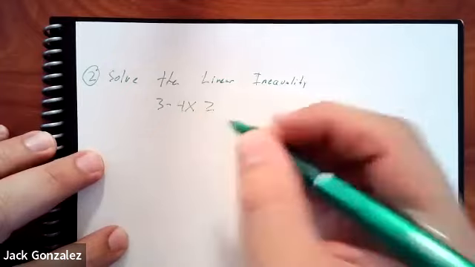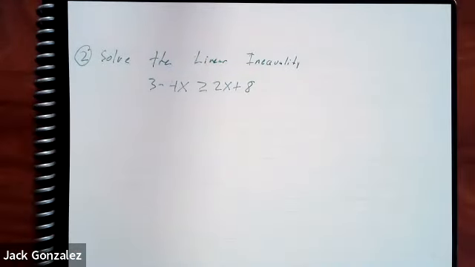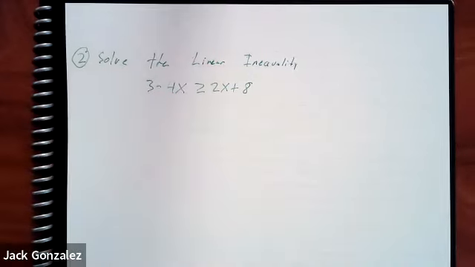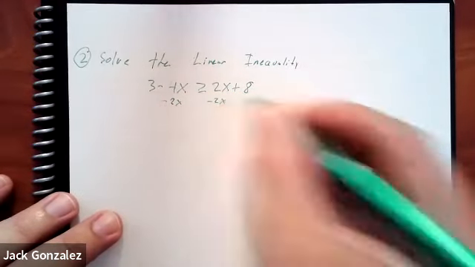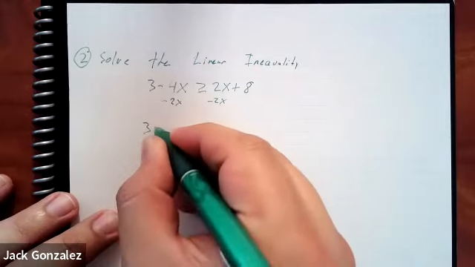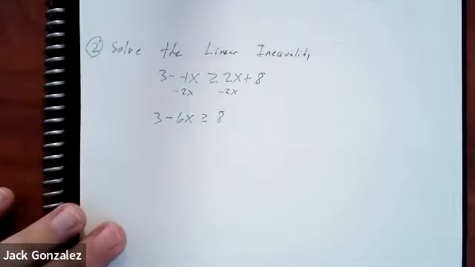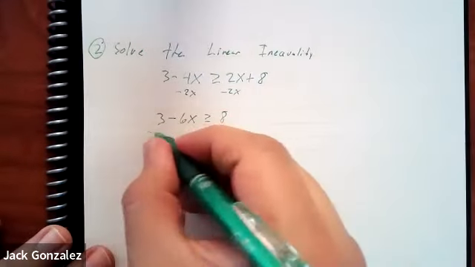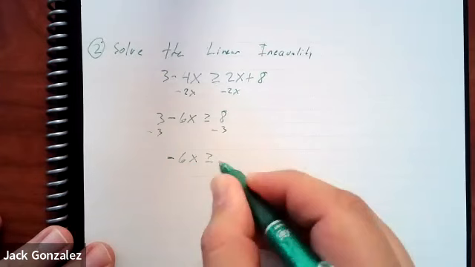Okay, let's do another one. Number 2. Again, everything's the same. How would you solve for x? Just pretend this is an equals sign. All the rules are the same. You want to do minus 2x on both sides? Okay. So we get 3 minus 6x greater than or equal to 8, correct? Minus the 3, we get negative 6x greater than or equal to 5.